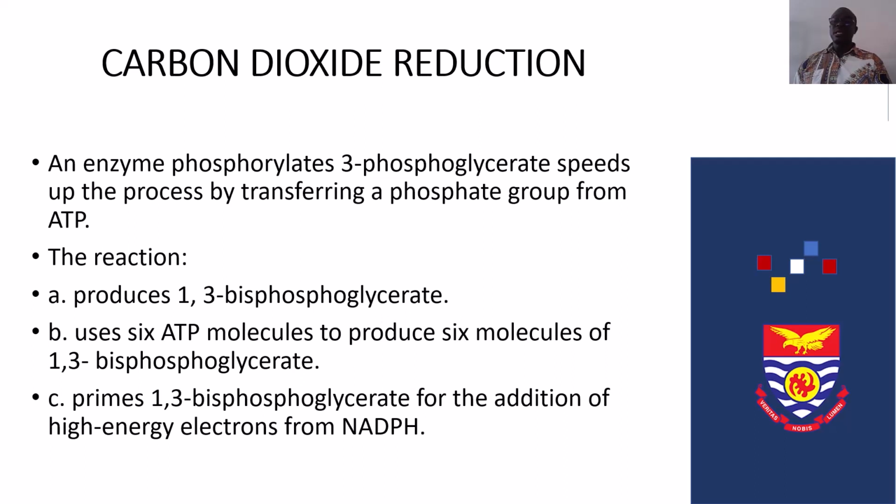The reaction A produces 1,3-biphosphoglycerate. B uses 6 ATP molecules to produce 6 molecules of 1,3-biphosphoglycerate. C primes 1,3-biphosphoglycerate for the addition of high energy electrons from NADPH.